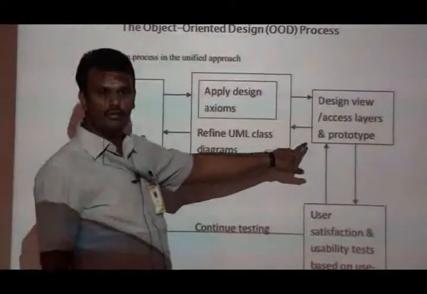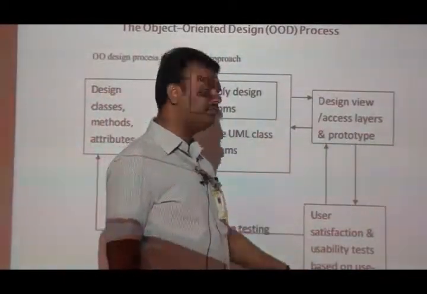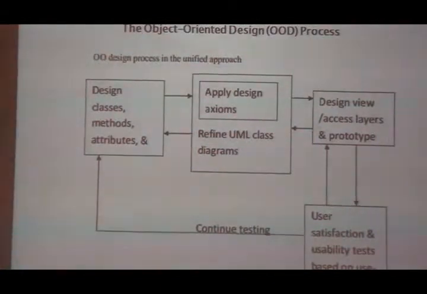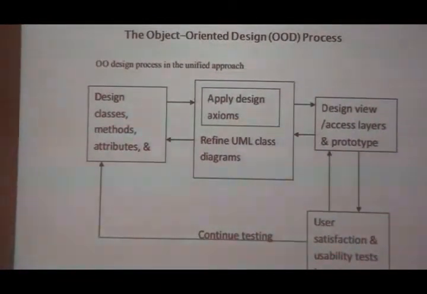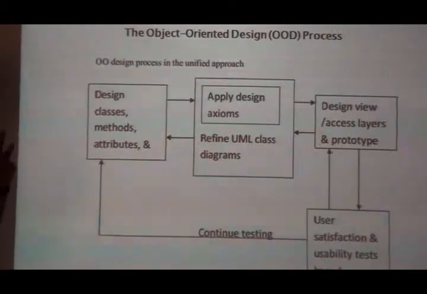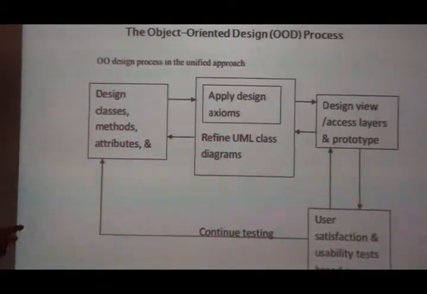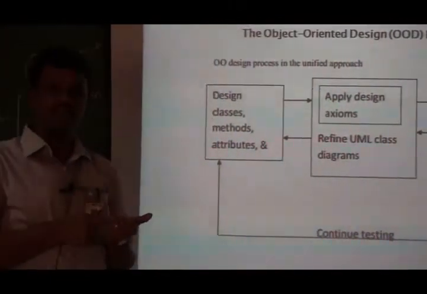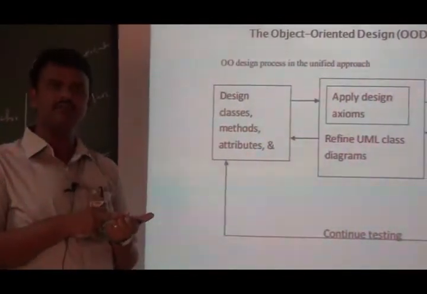The next one, we design the access layer classes. Then finally, user satisfaction and the usability test. This is the first one. We already completed the analysis phase. What are the steps of the analysis phase? First we identify the actors, then develop a simple business process model using an activity diagram, then develop the use cases, and develop the interaction diagrams, that is the sequence and collaboration diagrams.